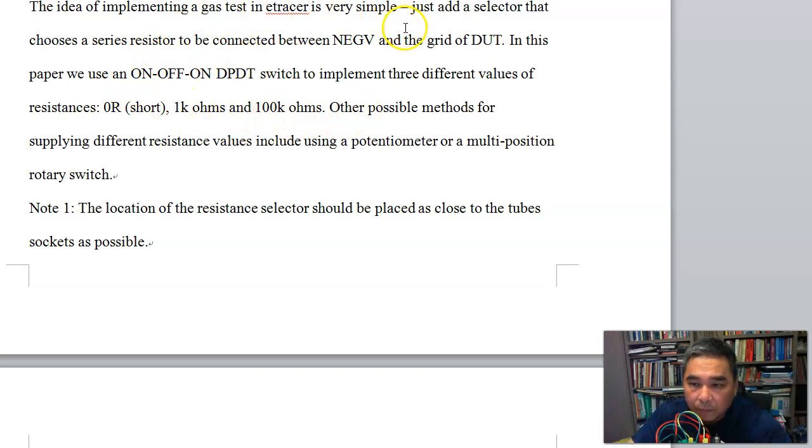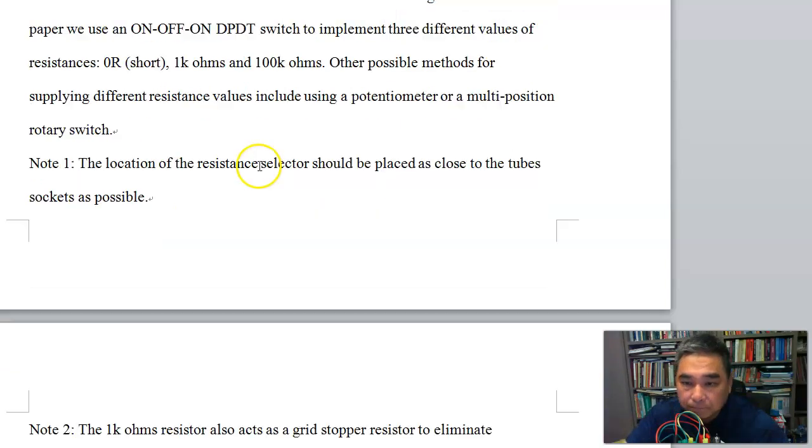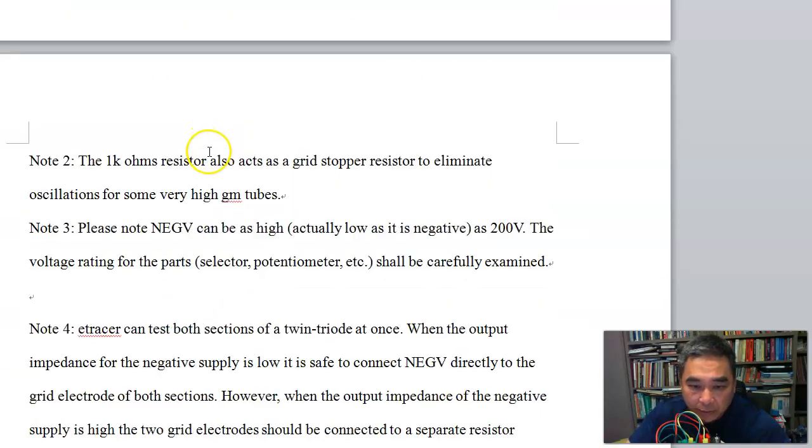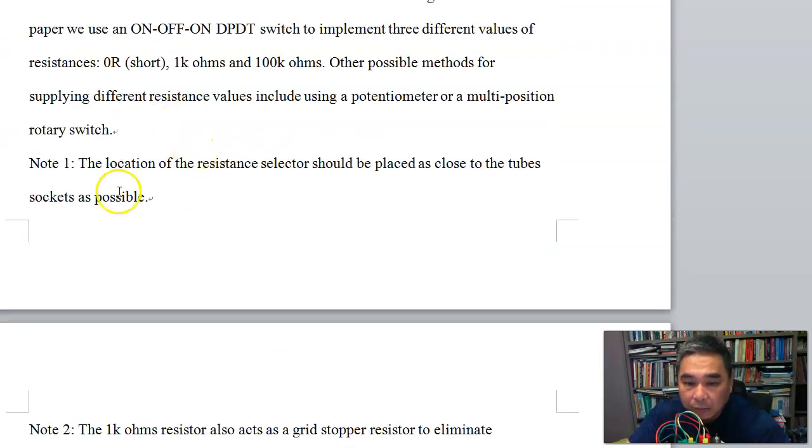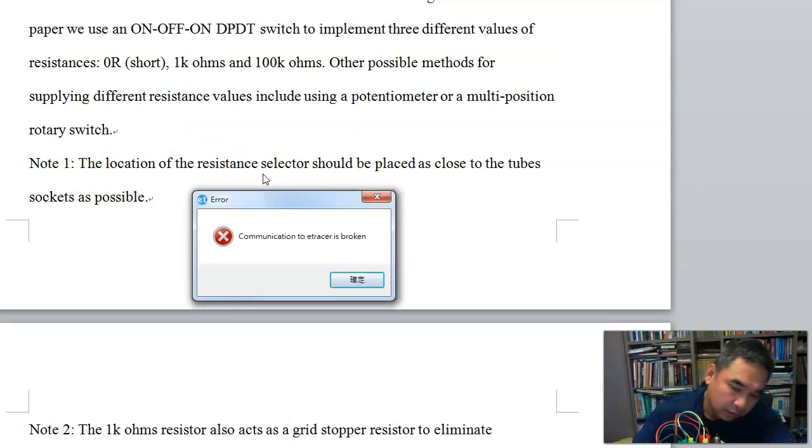So besides using the lever switch, you can probably use a potentiometer or multi-position rotary switch to support even more values of resistance. But we have to do this with caution. So below we have 4 notes we need to talk about. Note 1 is the location of the resistance selector should be placed as close to the tube sockets as possible.